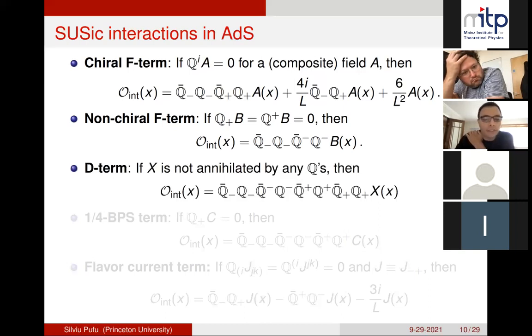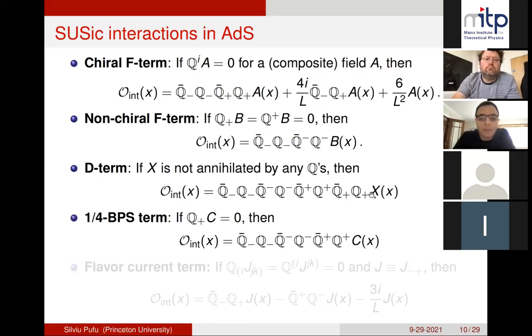Another possibility is to have a D term. Suppose X is some field in AdS that's not annihilated by anything. Then we can act on it with all the supercharges. I ordered them here: first, all the ones with R charge minus 1, and then all the ones with R charge plus 1. Then we can have quarter BPS terms, where we have some field C that's annihilated by only the supercharges of R charge plus 1 and left-handed, and then we can act with all the 6 other ones on it. And this is also supersymmetric. Of course, in all these cases, we can interchange plus and minus and also get a supersymmetric interaction.